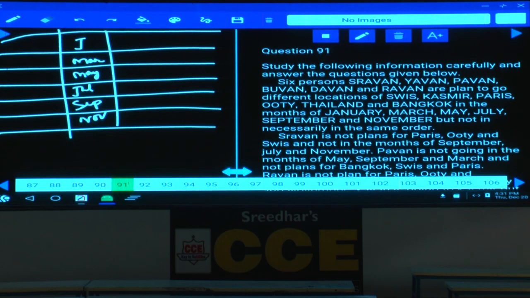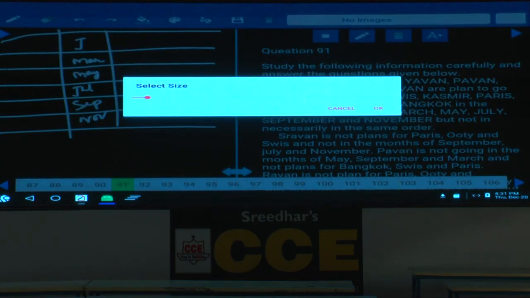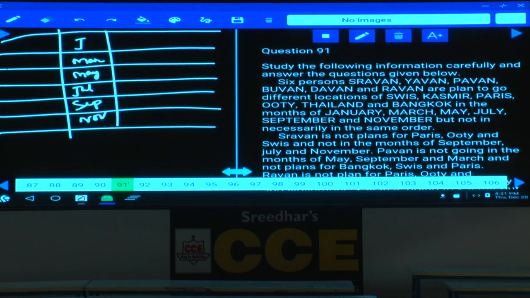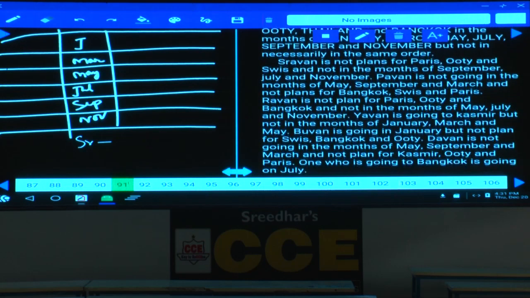Now Ravan is not planning for Paris, Ooty and Swiss, and not in the months of September, July and November. Shravan not plans for Paris, Ooty and Swiss, and at the same time is not in the months of September, July and November. Shravan cannot be in these 3 months.